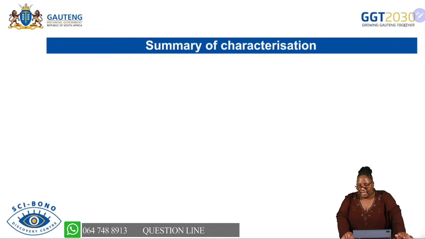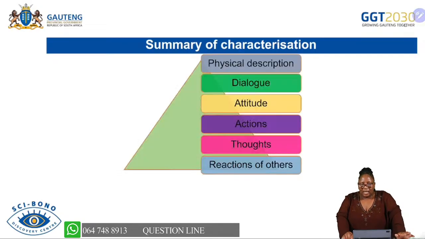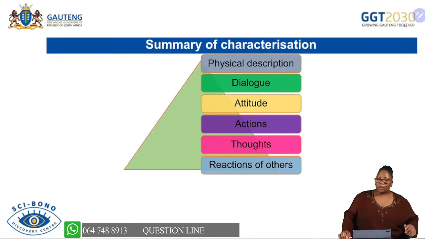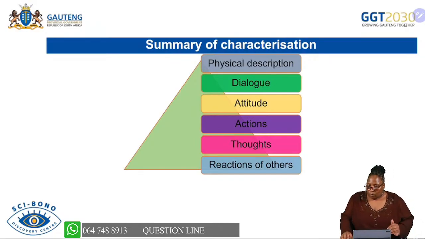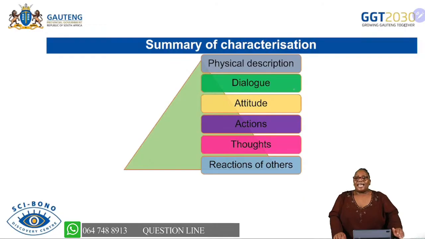Summary of characterization. Let's look at what we have learned today. How do we know characters? We know our characters through physical description. Their body, how they appear to us, whether they are fat or they are thin. We also learn about our characters through what? Through dialogue, what they say. We'll also learn about our characters through their attitude, their actions, thoughts, reactions of others.